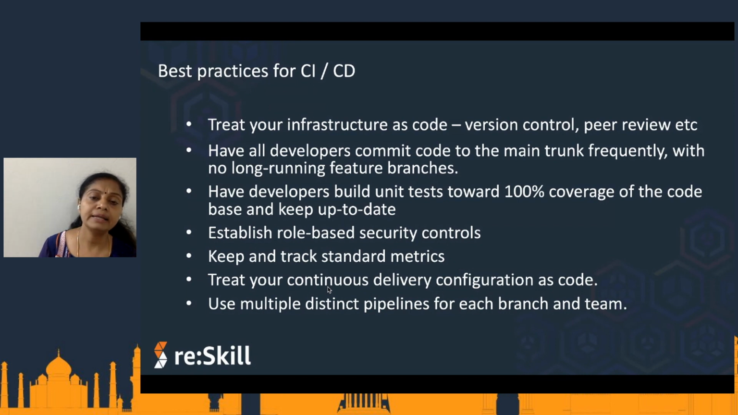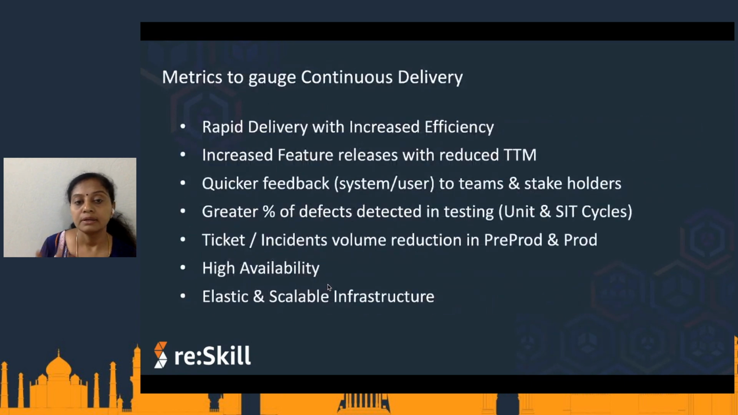With this, let's see, when continuous integration and continuous delivery is implemented, how would you gauge whether whatever you have implemented has reaped the benefits? Okay, whether your ROI is good. So how would you gauge that? When you have rapid delivery with increased efficiency, that is, within a given time, if you're able to deliver more features to your production environment, that's a success, right? So increased features with reduced time to market.